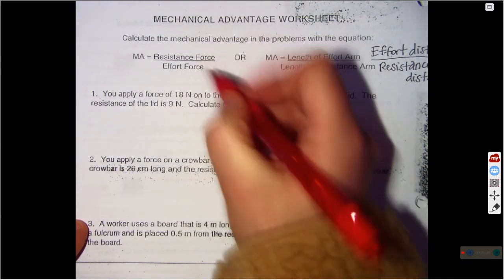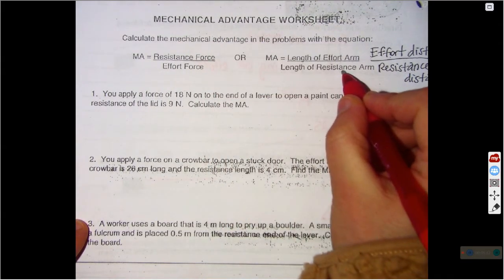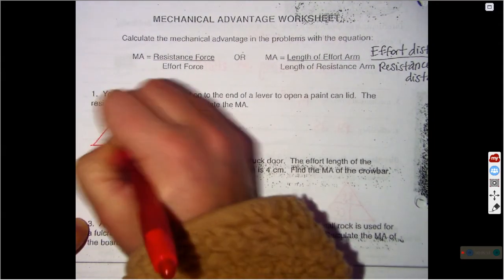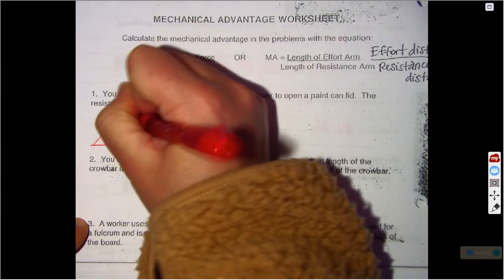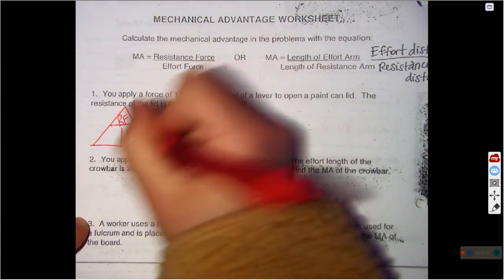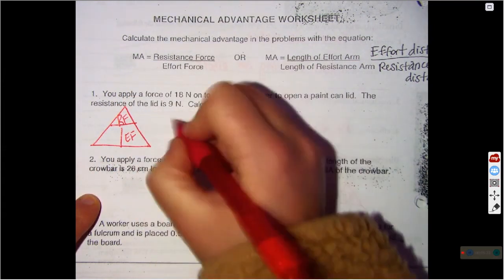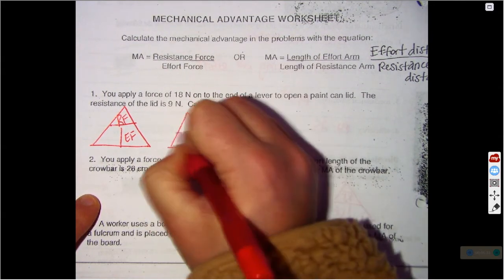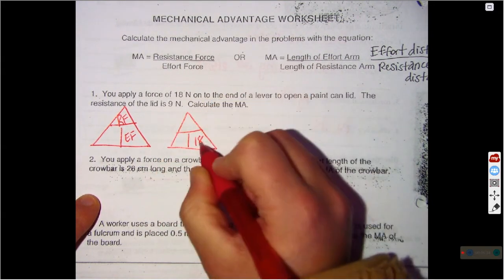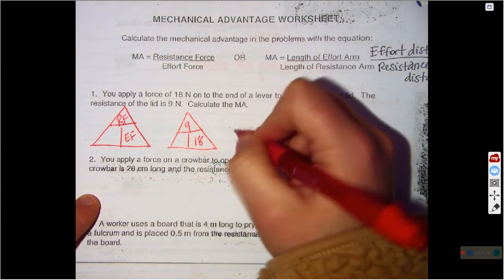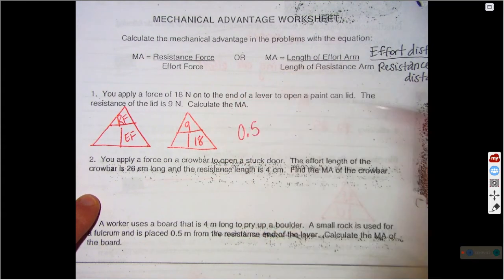All right, the last thing we're going to do is work out some problems. Just remember that if you are given force, resistance goes on top. If you are given distance, effort goes on top. So right here, we are given force, newtons. So my resistance goes on top. And here, our effort force goes on bottom. And it tells you, you apply 18 newtons. That is your effort. So 18 goes on bottom. There's a resistance of 9 that goes on top. 9 divided by 18 is 0.5.